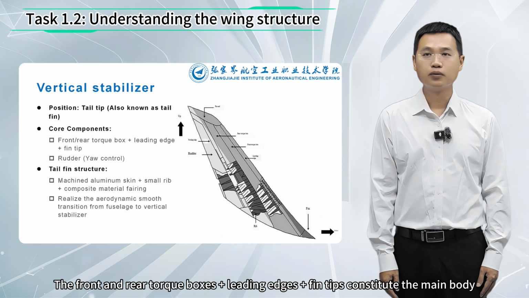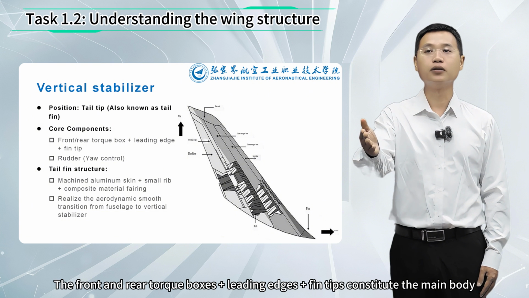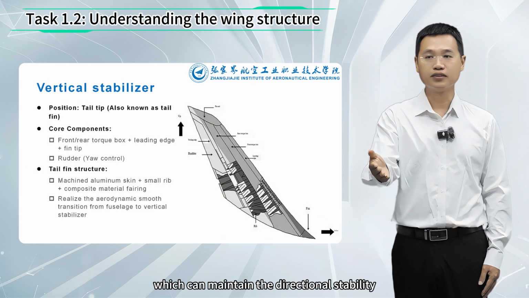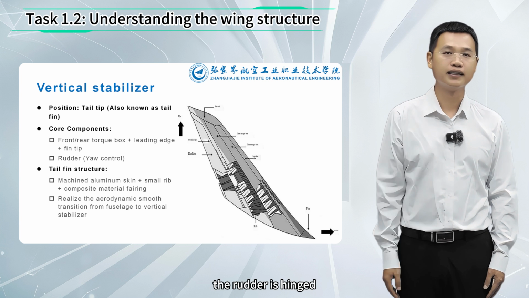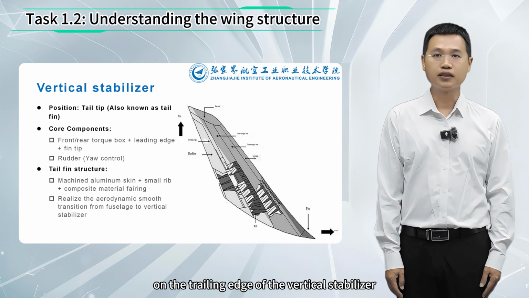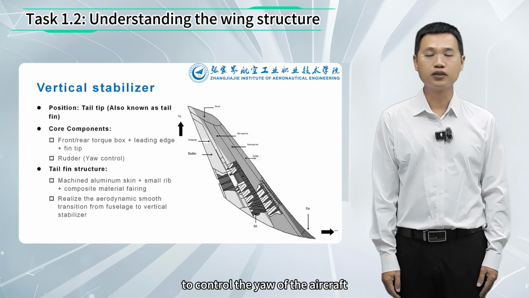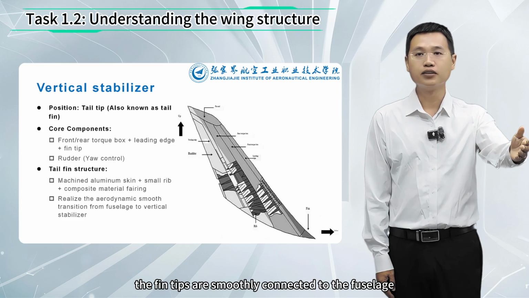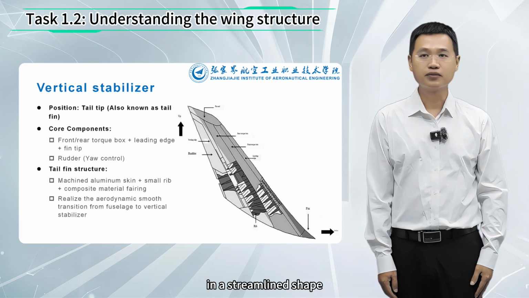The vertical stabilizer looks like a standing wing. The front and rear torque boxes, plus leading edges, plus fin tips constitute the main body, which can maintain the directional stability of the aircraft. The rudder is hinged on the trailing edge of the vertical stabilizer to control the yaw of the aircraft. The fin tips are smoothly connected to the fuselage in a streamlined shape.